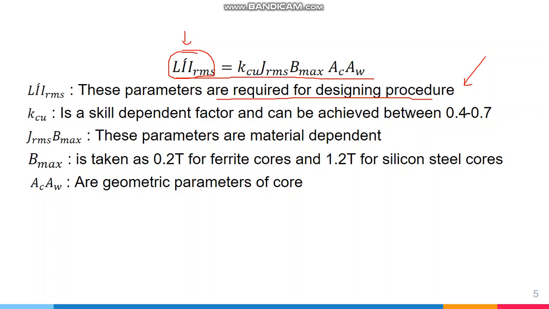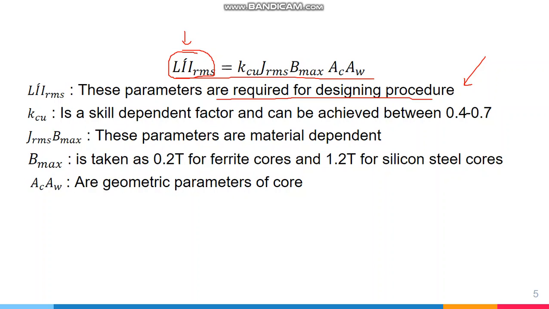So these values L, I peak, IRMS, these are the values that will be known to me after doing some analysis on the filtering circuit or on the DC-DC converters, or if the inductor is being used in any other application. Through the analysis of that circuit, I will get the numerical value of the inductance, the peak value of the current flowing through that inductor, and the RMS value of the current from that inductor.